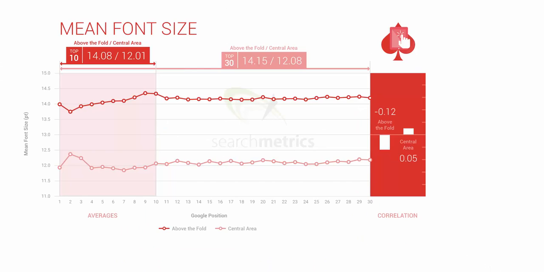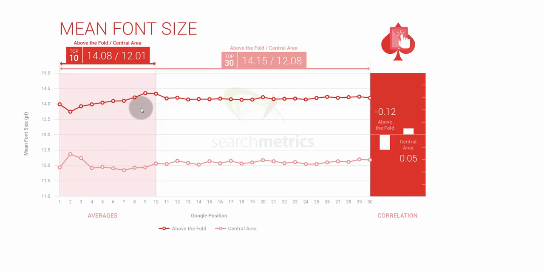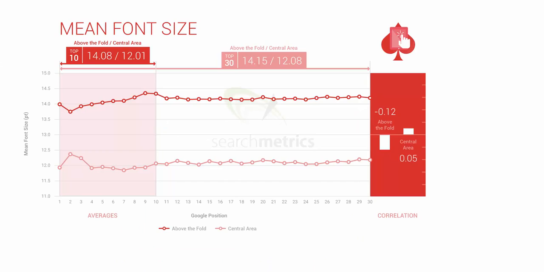So let's come to the Searchmetrics research. In the above the fold region, the mean font size is 14 points or 14 pixels. This includes the header, the navigation bar, and headings. Also, you can see that the central or body area of the website's mean font size is 12 points or 12 pixels. This central area includes the sidebar and also the body or content of the website. So, what is the key takeaway from a user experience point of view? It's to ensure easy readability for your users.